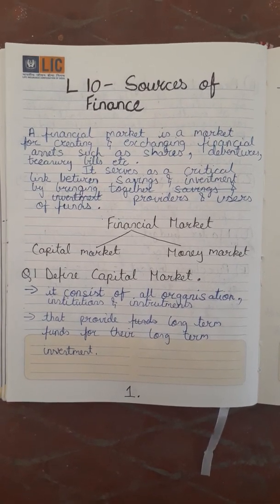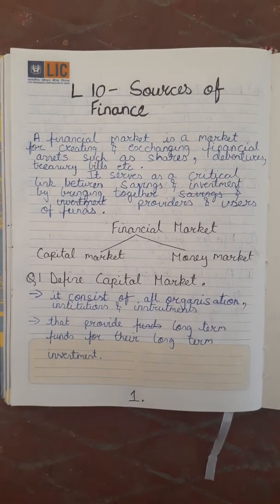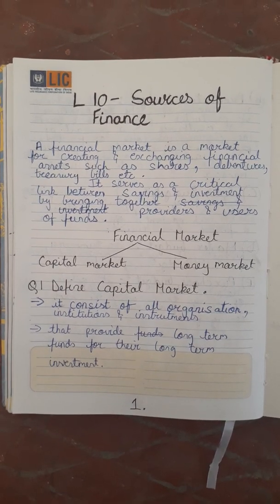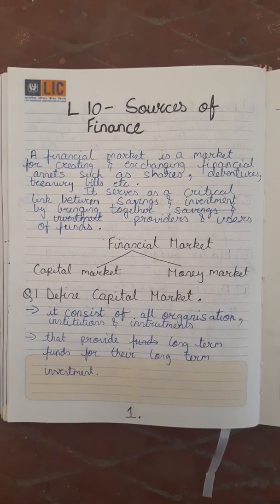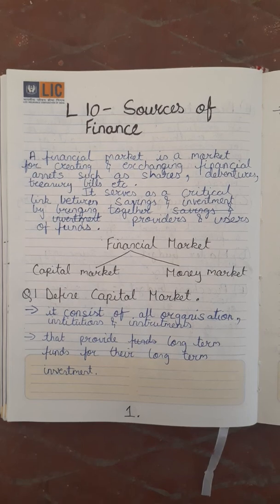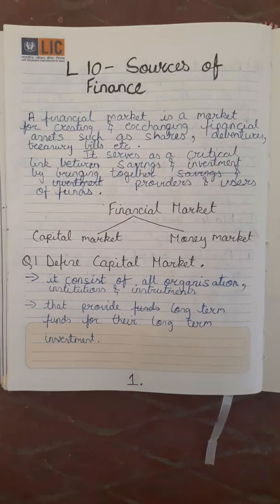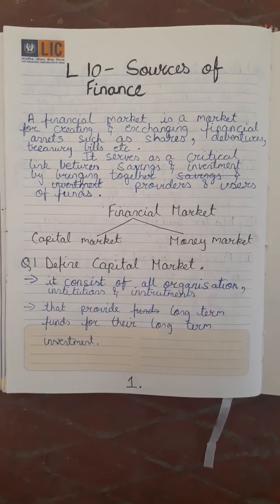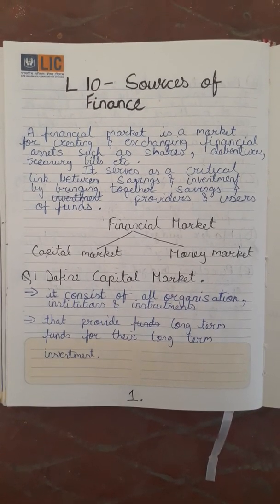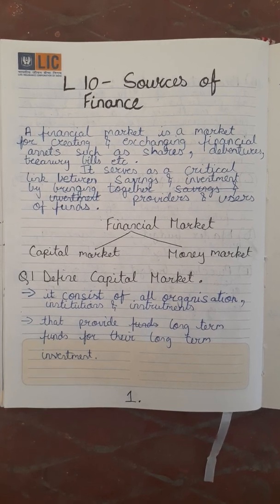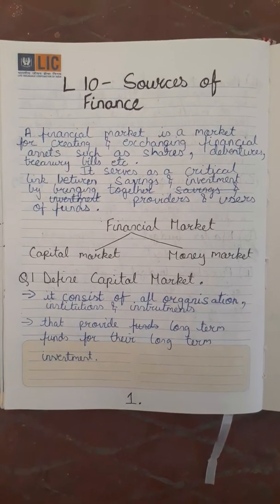Financial market is a market for creating and exchanging financial assets. It serves as a critical link between savings and investment by bringing together providers and users of funds. Thus, in the financial market, the providers, that is the public, and users, that is the company, meet so that money can be exchanged. Financial market is divided into capital market and money market.